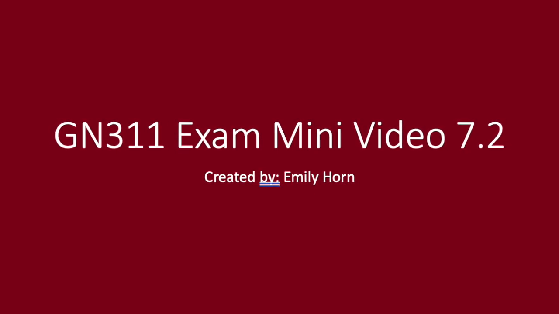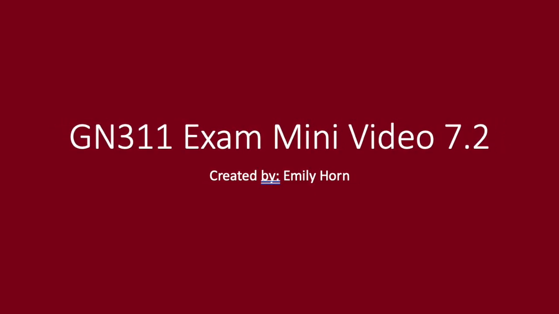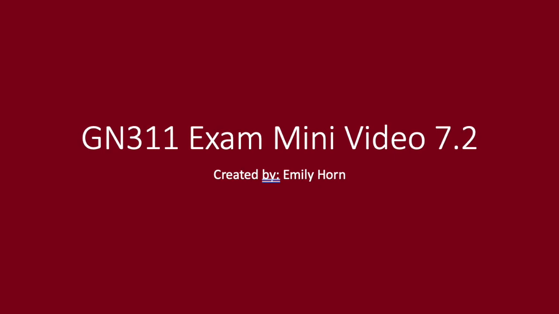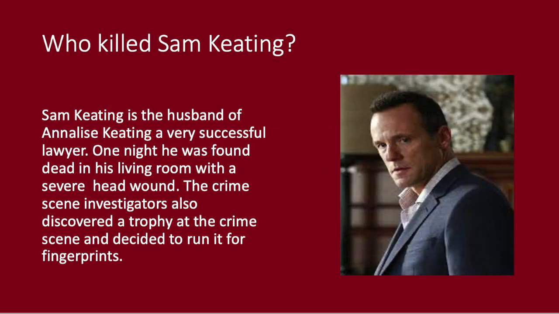Hello, today we're going to be talking about gel electrophoresis and how it can be used to solve crimes. Who killed Sam Keating? Sam Keating is the husband of Annalise Keating, a very successful lawyer who's the main character of the show. One night, he was found dead in his living room with a severe head wound.